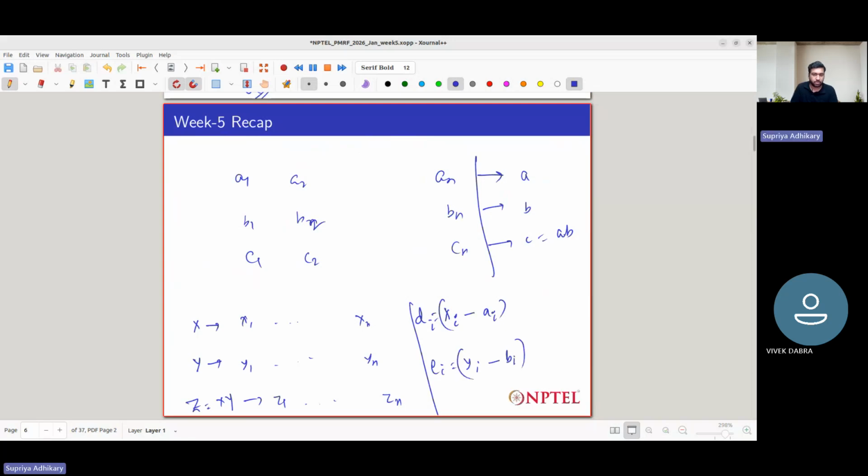So that is the first step that we do, right? And then we reconstruct the values of d and e. That is what we do. And as we can see, after the reconstruction, what we will get is X minus A and Y minus B.